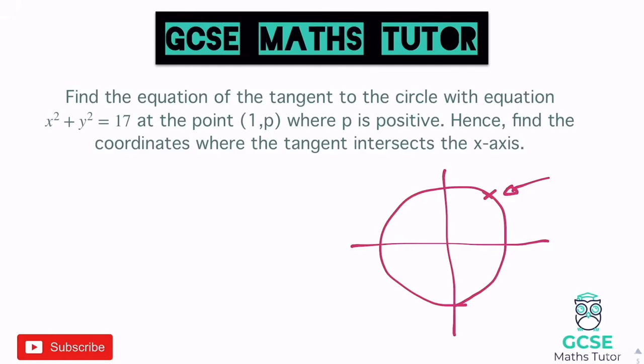So let's have a look. Let's draw that in. Okay, and let's just draw a little sketch of this. So that coordinate is 1, p. I'm not going to write the p in for the moment because we're actually going to figure that out. And then we know it's centre 0, 0.